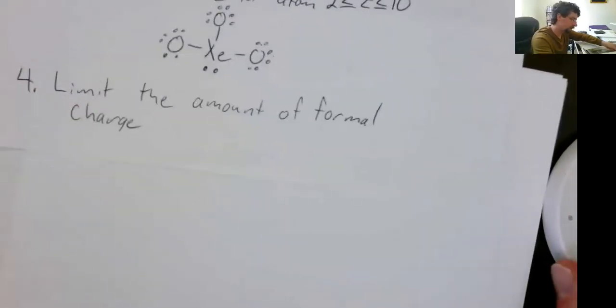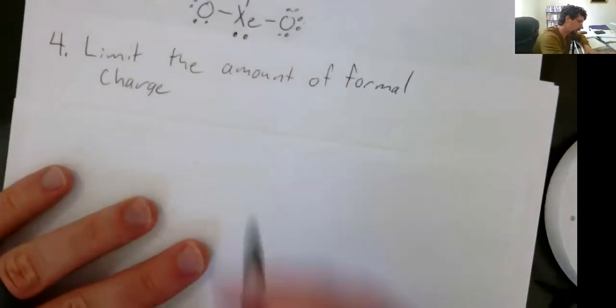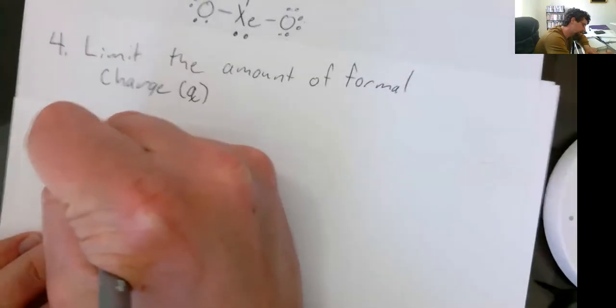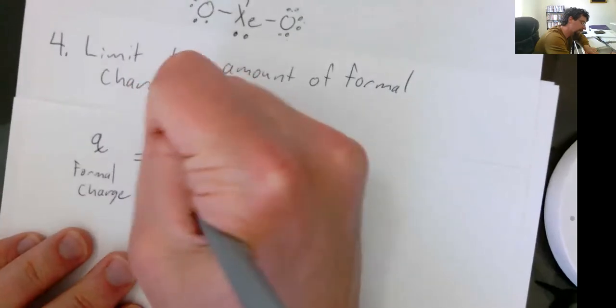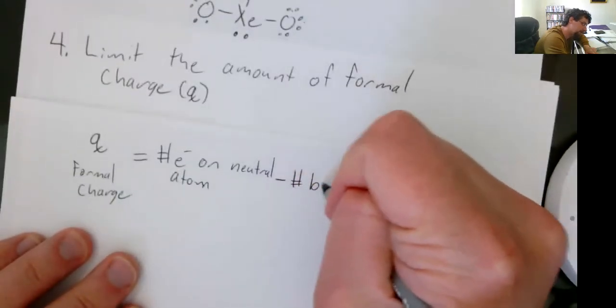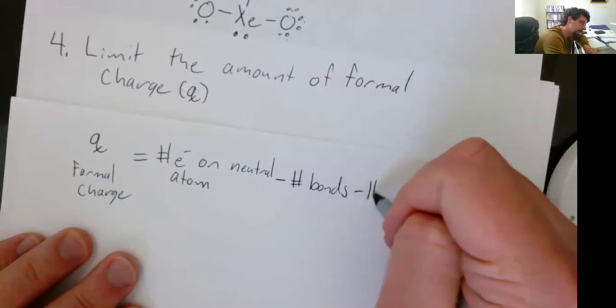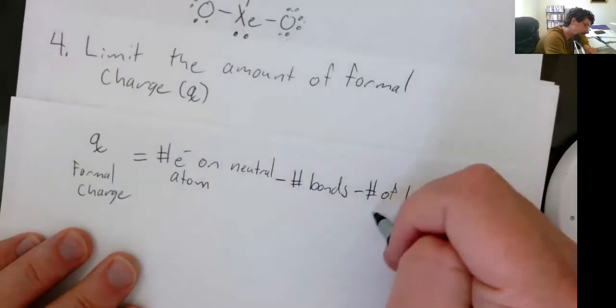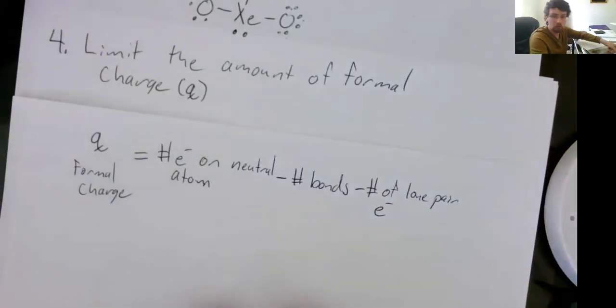So how is formal charge calculated? We're going to give formal charge the symbol Q. Q, formal charge, is calculated by taking the number of electrons on a neutral atom, the one that you're considering, minus the number of bonds to it, minus the number of lone pair electrons, or non-bonding electrons. So let's calculate the formal charge for our xenon trioxide.